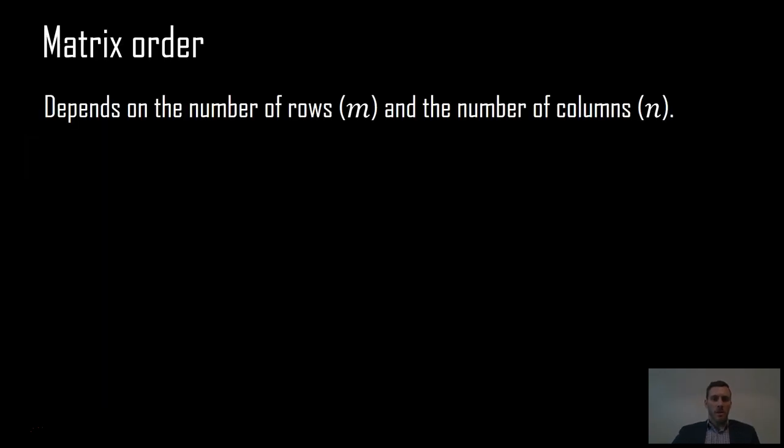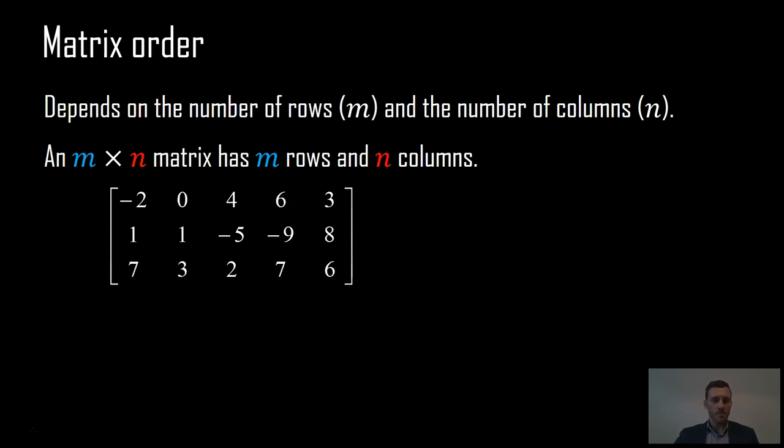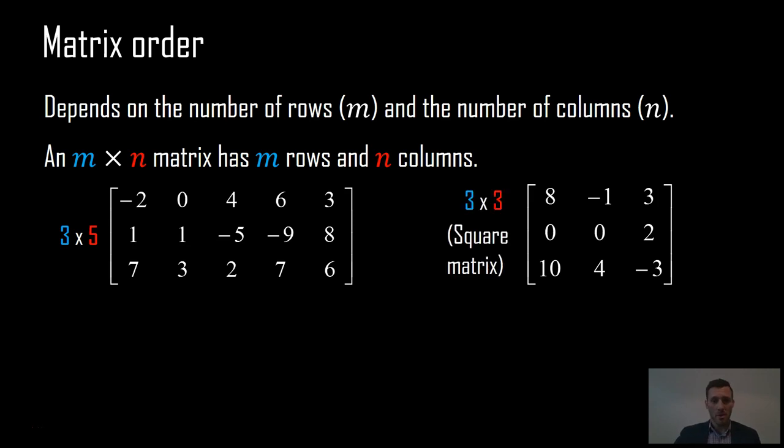The order of a matrix depends on the number of rows, m, and the number of columns, n. An m by n matrix has m rows and n columns. Here we have a matrix. It's got 3 rows and 5 columns. So we write it's a 3 by 5 matrix. Here we have a 3 by 3 matrix. It's also a square matrix, so we write 3 by 3.